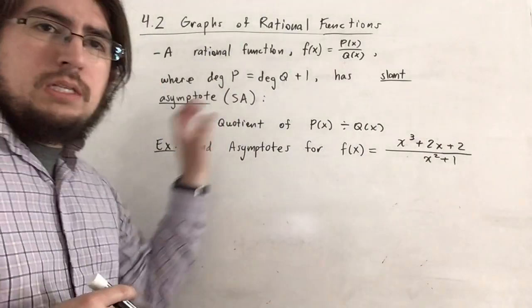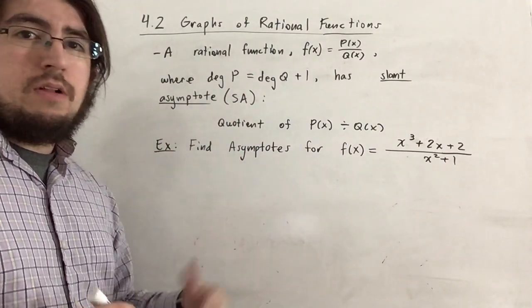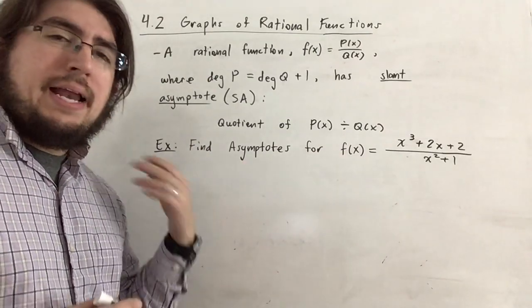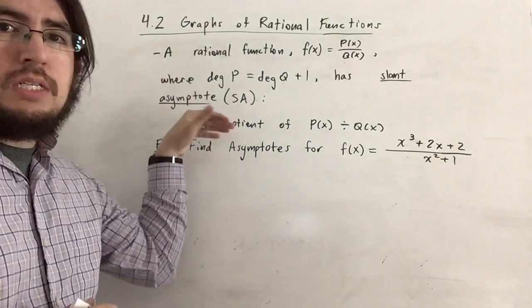But I'm going to do this example. I'm going to find all the asymptotes. It doesn't even say horizontal, vertical, it just says asymptotes. So I'm going to find all possible asymptotes of this function. And in doing so, I'll explain why this procedure works.